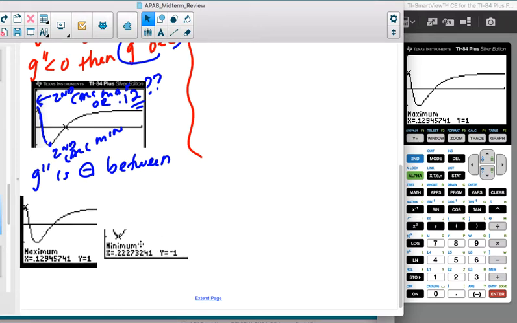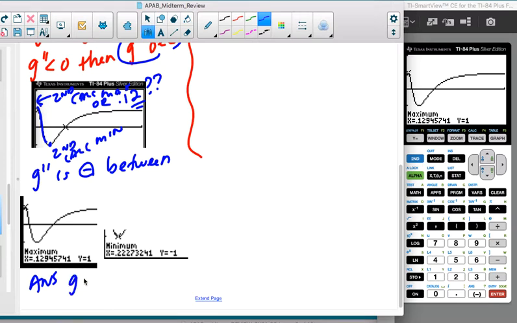So this function, this graph that I have, which is g prime, is decreasing between this max and this min, meaning that my answer is that g is concave down on the interval from 0.129 to 0.22, either 2 or 3, depending on if you round or truncate, right? So that's my concave down window.